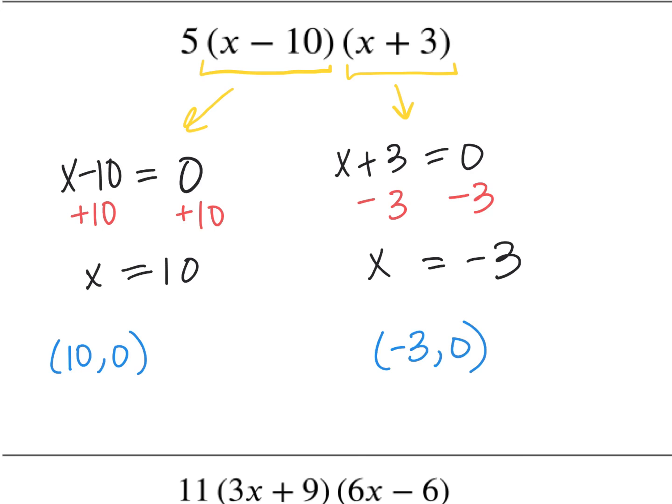If you were to type this whole equation into Desmos, and then look at the x-intercepts on Desmos, you would see these two coordinates for your x-intercepts.